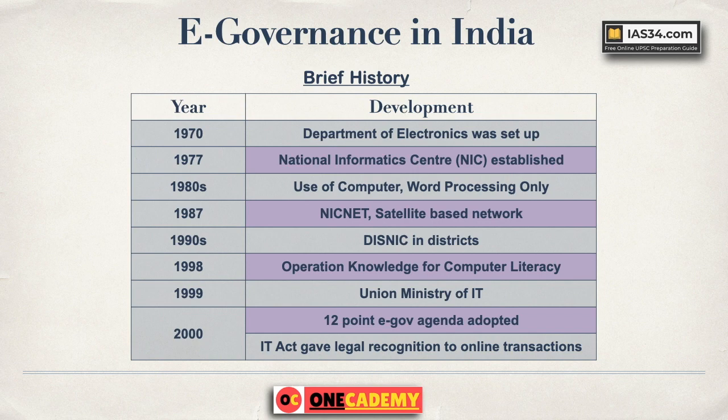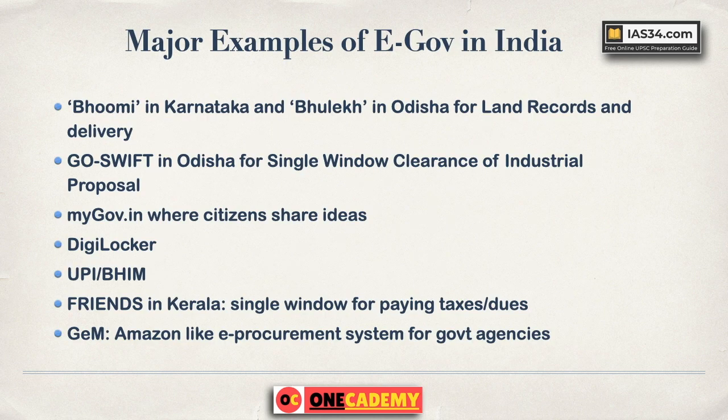Next, major examples of e-governance in India. These are very easy to understand, nothing to explain here. You can just pause the video and take note of these examples so that you can use them in your answers. Bhoomi in Karnataka, and Bhulekh in Odisha for land records, online digital land records application and delivery.